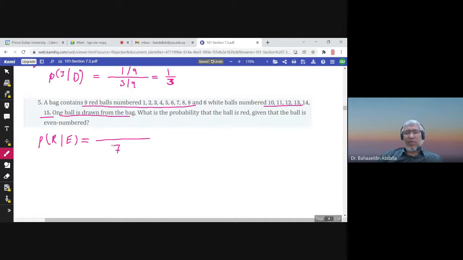This is the number of even balls. How many red balls? 9 red balls. How many of them are even? 2, 4, 6, and 8. 4. So 4 are red and even, 7 are even, so the probability is 4 over 7.